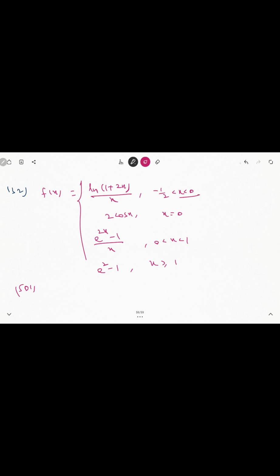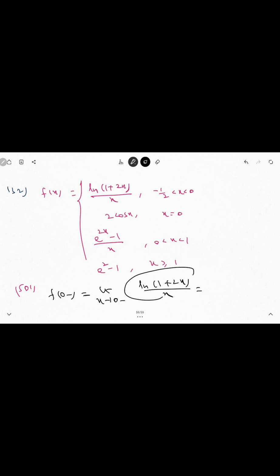Because the change points are 0. 0 is one change point, 1 is another change point. We have to check it. So what is f(0−)? Directly I am doing f(0−). So this one, this part. Limit, how to write it? f(0−) means left-handed limit, ln(1 + 2x)/x. So e² you can write directly.